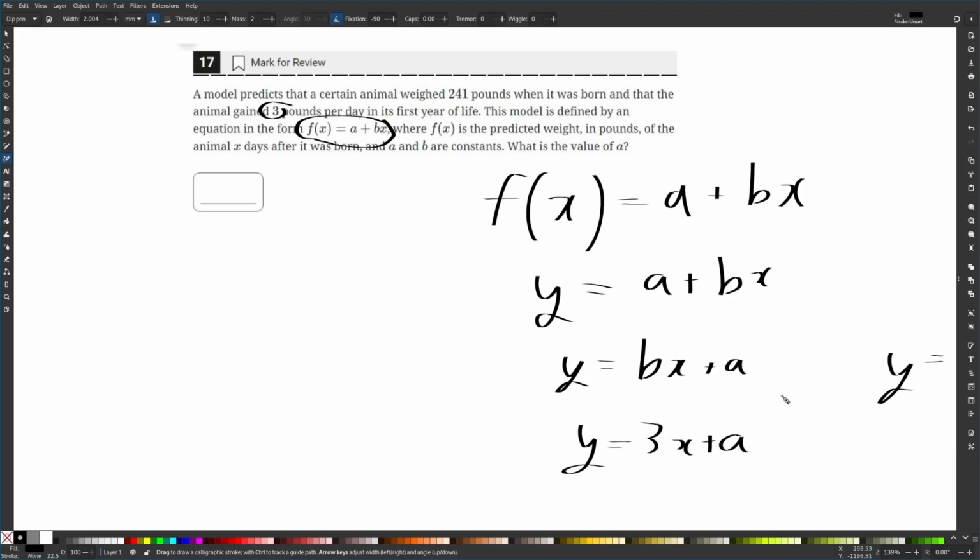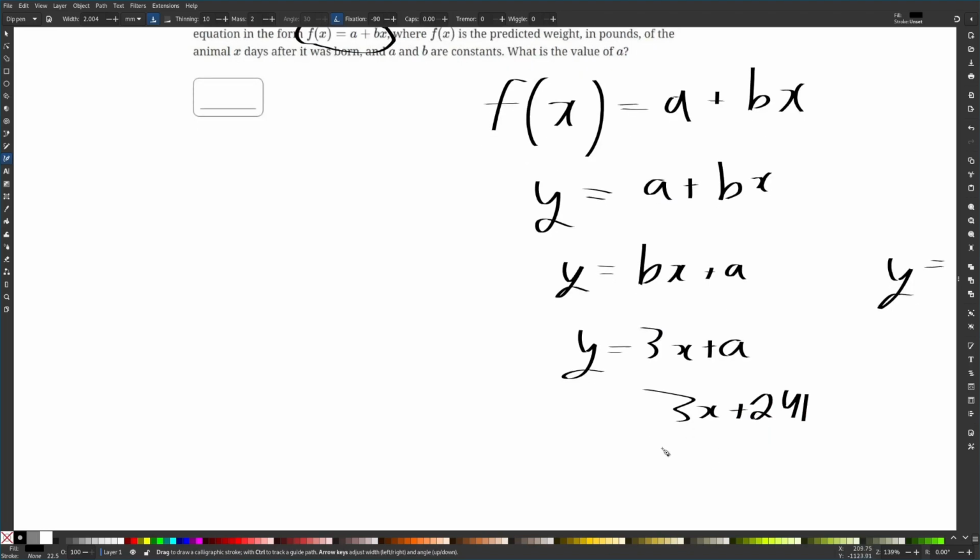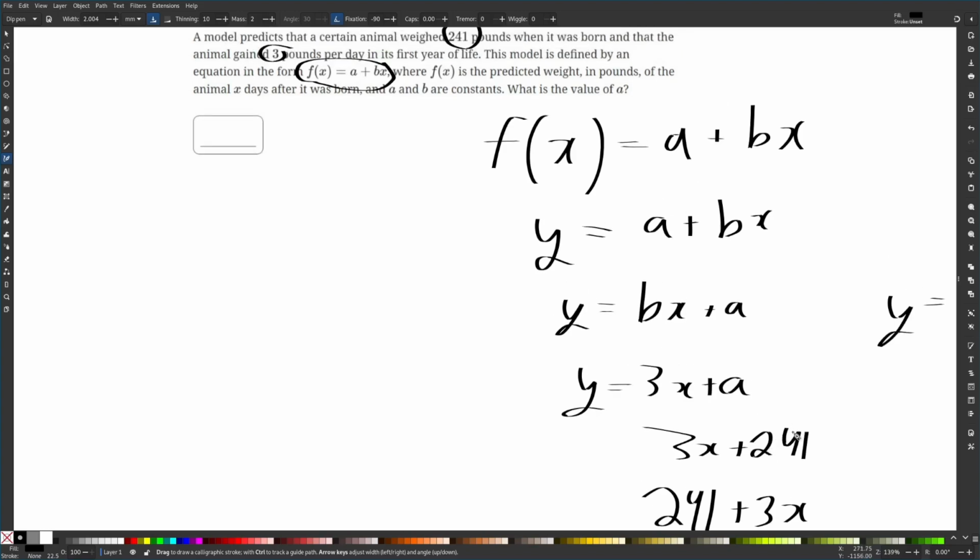Okay, and the a term here, since you're not multiplying by anything, it's just always going to stay the same. So it's kind of like an initial amount. What did you start out with? And in this case, it would be 241, since you're always just adding stuff onto that. So 3x plus 241 is the model. Or if you prefer, you do 241 plus 3x. But either way, the a value is 241.